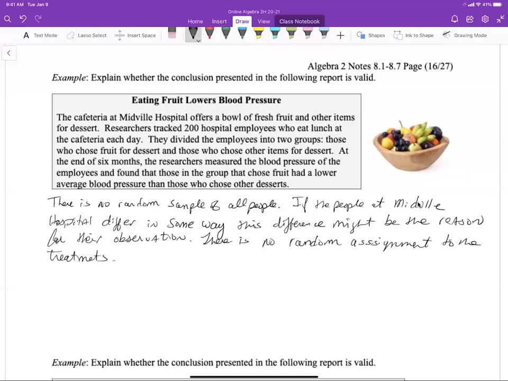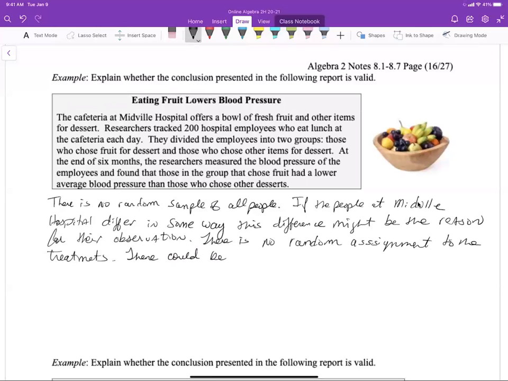Okay, that's another one. There could be other factors that are causing the difference in observed blood pressure. For example, maybe the people that normally chose fruit are more likely to exercise, right? So that could be. So by not assigning randomly people to eat fruit and those to not eat fruit, you're basically studying those that are already choosing to eat fruit. And again, they could have other behaviors that cause their blood pressures in general to be lower.